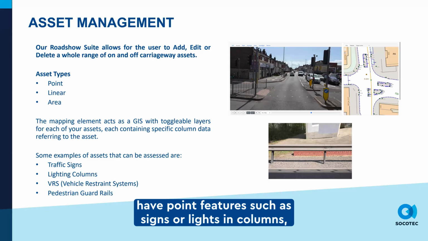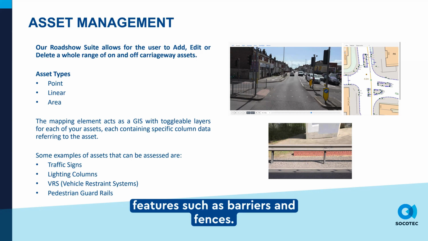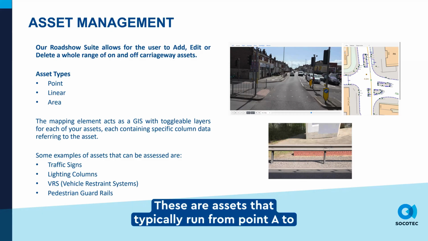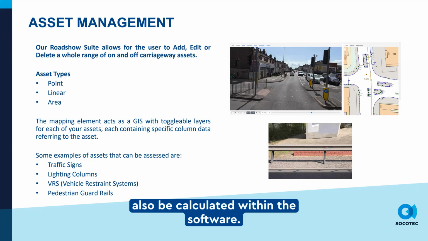So we have point features, such as signs or lighting columns, essentially assets that have a single GPS location. Linear features, such as barriers and fences. These are assets that typically run from point A to B. And area features, such as hatchings or chevrons, areas that essentially have a square meterage that can also be calculated within the software.